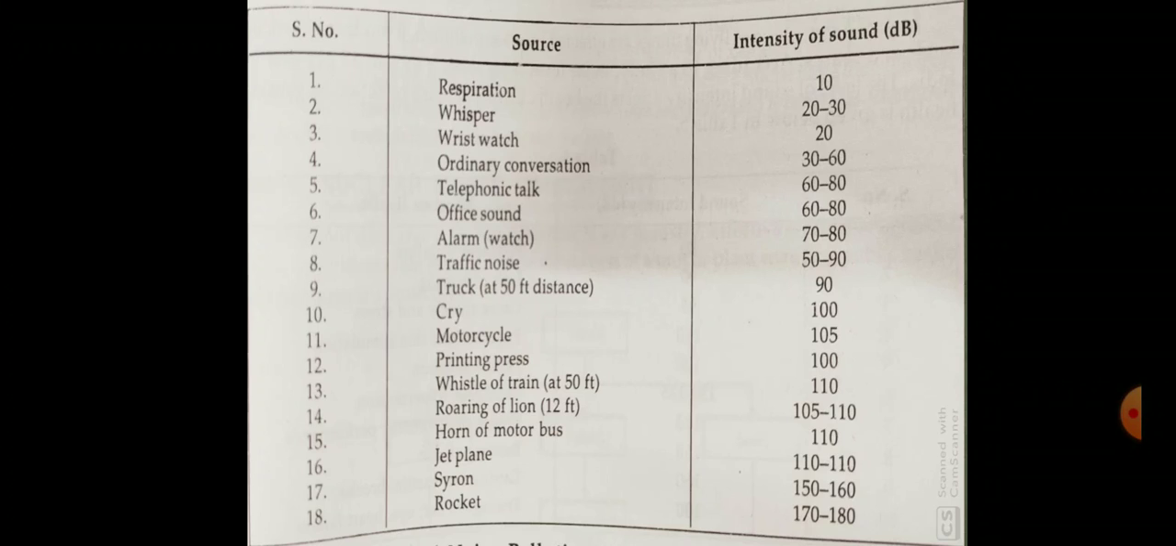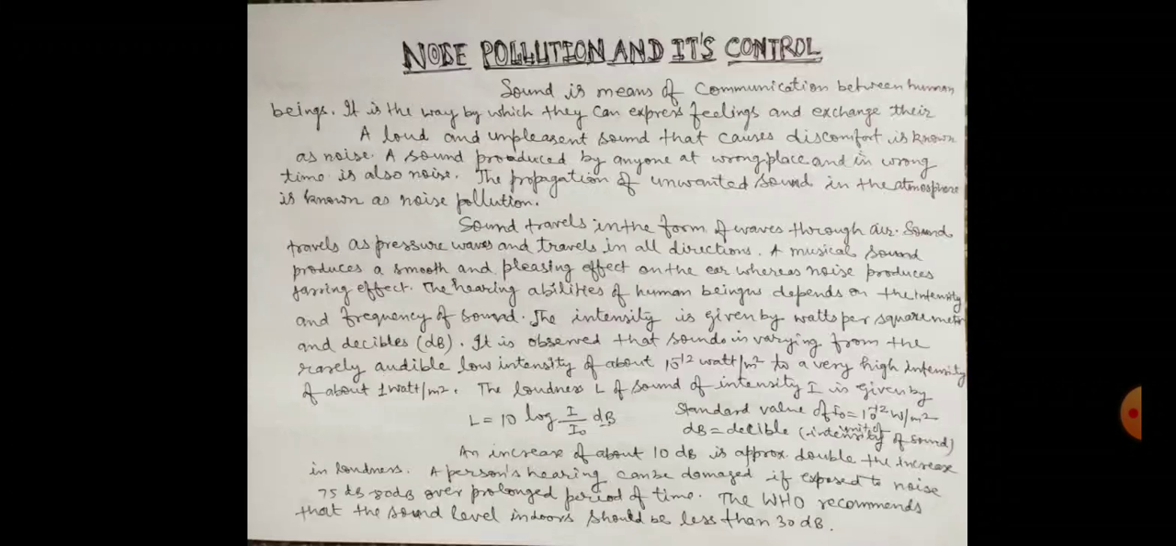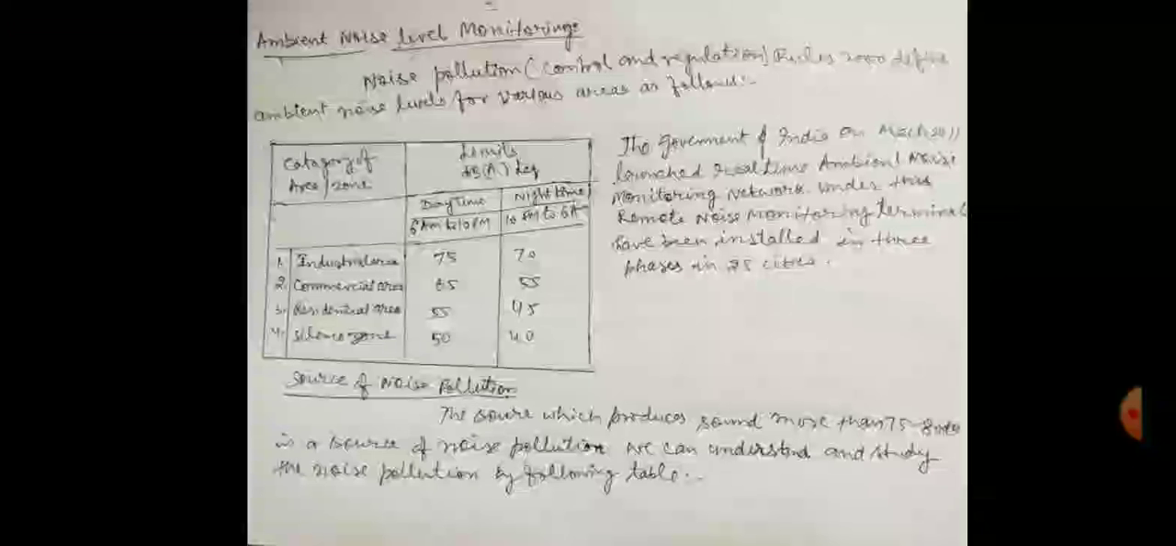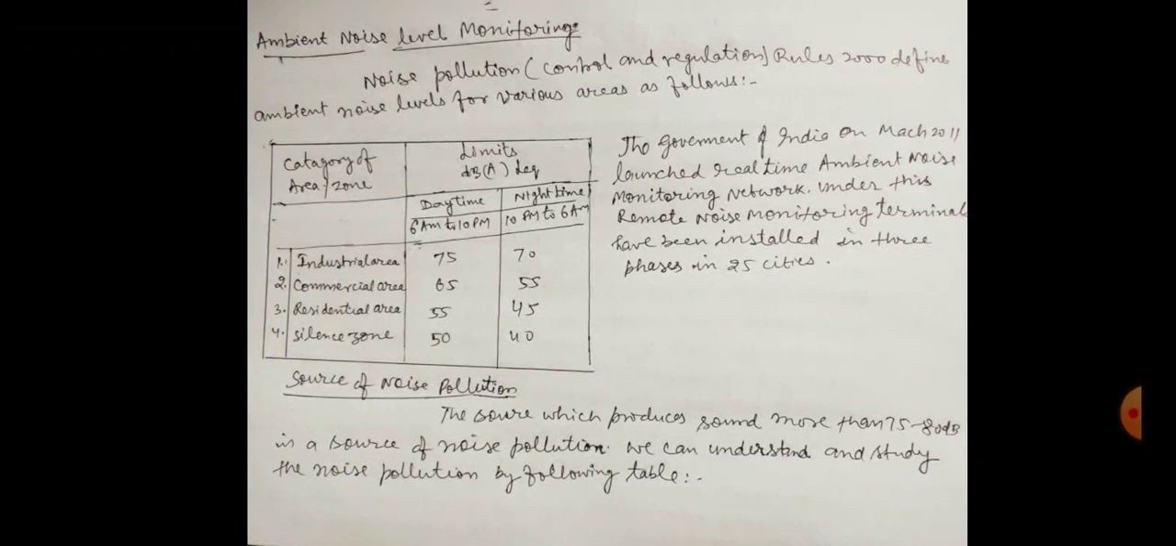Now, what is the ambient noise level, and how can one monitor the noise level? The Noise Pollution Control and Regulation Rules 2000 define the ambient noise levels for various areas as follows. In the index given below, the first column gives the category of the area or zone, and the next column gives the limits in decibel, as a logarithmic equivalent. The limits are divided in two parts.